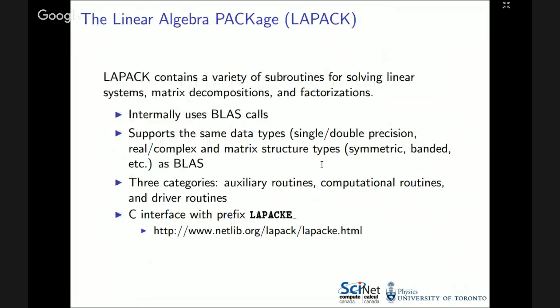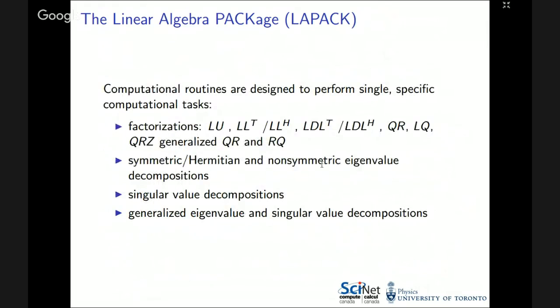So let's see some examples from LAPACK. LAPACK now, as we were mentioning, contains some subroutines for solving linear systems, like the AX equal B that we were talking about before. Internally, as we mentioned, it calls BLAS, so it's built on top of that. It supports the same data types and the same structures as before, so the notation is going to be pretty much similar. Again, even when they don't match necessarily, there are 3 different categories of functions: auxiliary routines, computational routines, and driver routines. And it has an interface with C provided by LAPACKE. Okay, so there's more information there, but it's going to be better if we just look at an example.